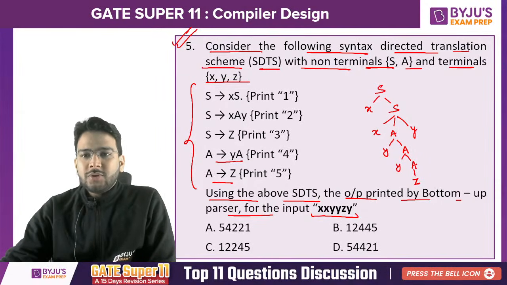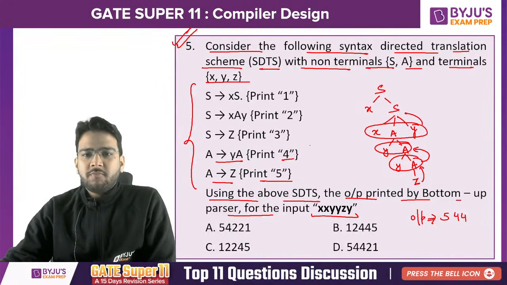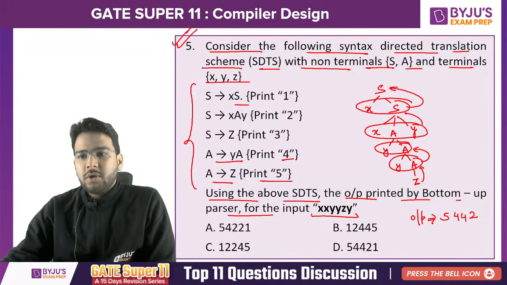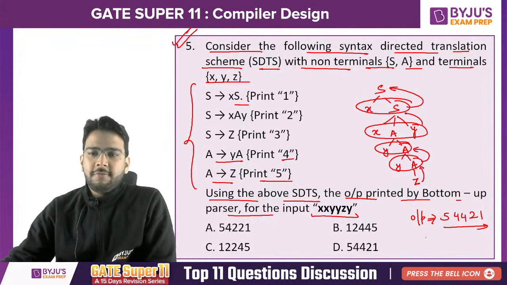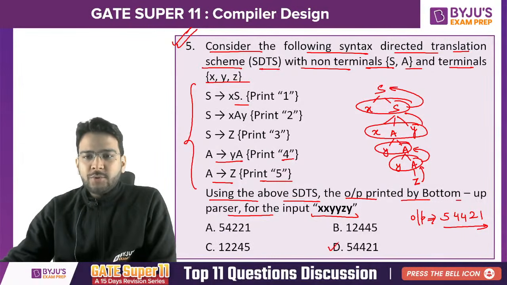Okay, let's see this now. So this is going to be the parse tree. So first of all, we are going to do reduction for this one. So the production, the translation associated with this is what? A derives Z, that is 5. So here I'm writing the output. It should be 5 first, and then we are going to perform the reduction for this one. So YA, we are going to print 4, then this one again 4, then we are going to reduce this one to S. So XAY, we are going to print 2, and then finally we are going to perform the reduction. So that is XS, so it is going to print 1. This is the output, 5 4 4 2 1. Is it clear? Option D is the correct answer.